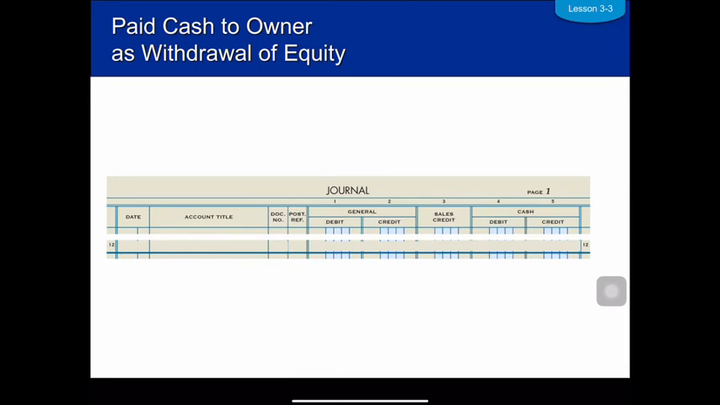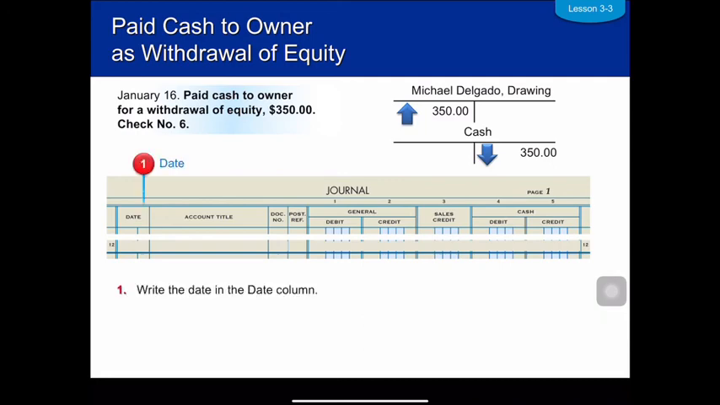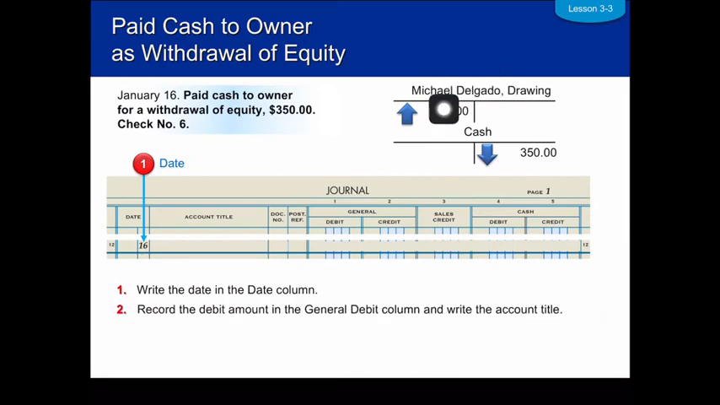The next one is paid cash to owner as a withdrawal of equity. Paid cash to owner for withdrawal of equity, $350, check number 6. Our accounts affected, your drawing account will be debited because that's going up. Your cash will be credited because that's going down, $350, because you paid cash. Again, the steps, write the date, the 16th. Write the debit amount. The debit amount goes to our drawing. And again, there's no special amount column called drawing, so we will use our general debit, $350. We will identify the account affected by the general debit, Michael Delgado drawing.